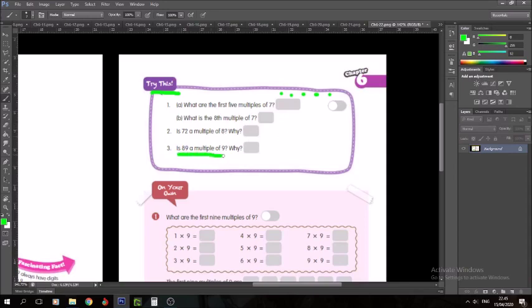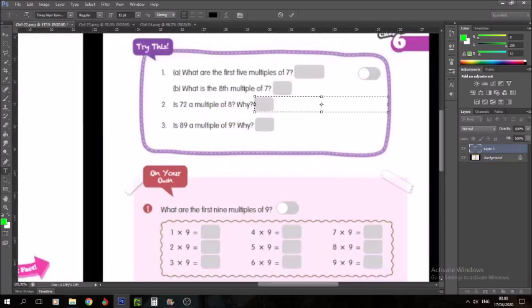And then also answer this. Another way to ask this is, can you divide 72 by 8? You can answer yes, because 72 can be divided by 8 without leaving a remainder. Or you can say 72 is divisible by 8. Try to answer number 3. Can 89 be divided by 9 without leaving a remainder? Answer and give your explanation.